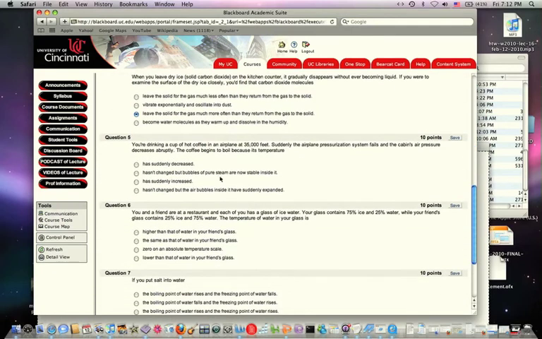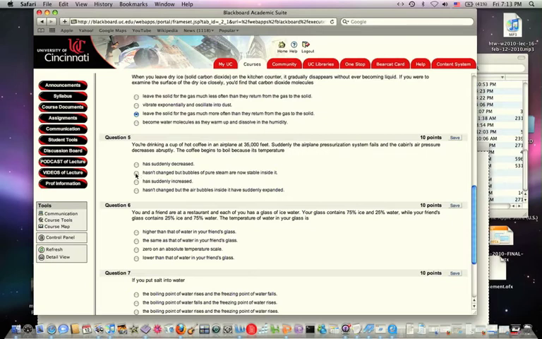Okay. 5. You're drinking a cup of hot coffee in an airplane at 35,000 feet. Suddenly the airplane pressurization system fails and the cabin's air pressure decreases abruptly. The coffee begins to boil because its temperature, 1, has suddenly decreased, 2, hasn't changed, but bubbles of pure steam are now stable inside it. 3, has suddenly increased. 4, hasn't changed, the temperature hasn't changed, but the air bubbles inside it have suddenly expanded.